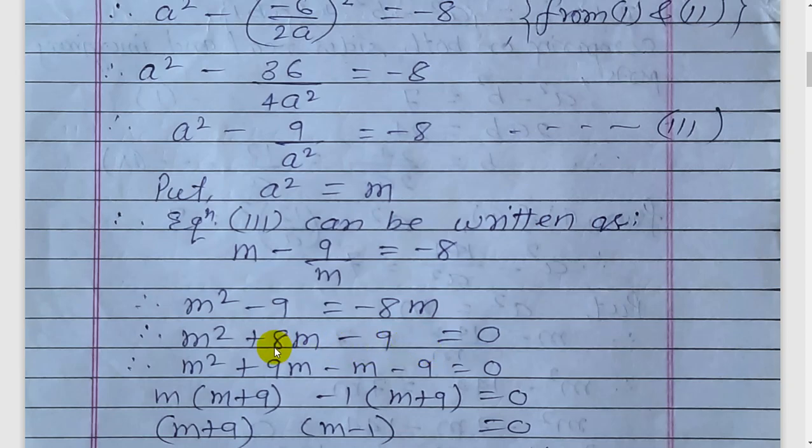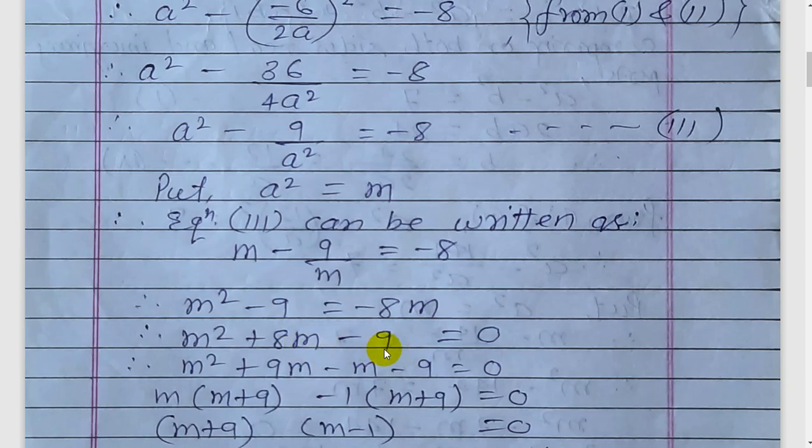Now it is a quadratic equation in terms of m. So you can solve this equation by using the formula method or by splitting the middle term. So now we are using splitting the middle term, which is easy and best. So therefore m square plus 8m minus 9 equal to 0. What you have to do here is factorize minus 9 whose difference is plus 8.